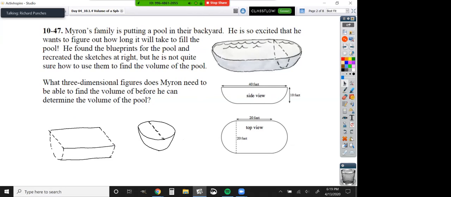So if he can find half of a cylinder plus half of a sphere with the dimensions listed in this picture, then he can know the volume of the pool in cubic feet.